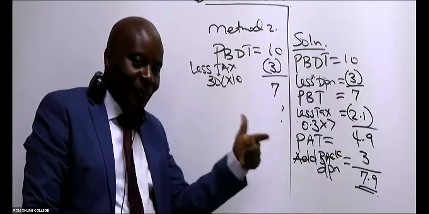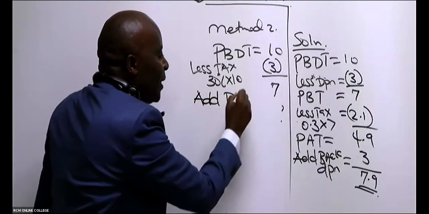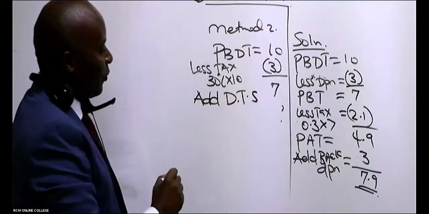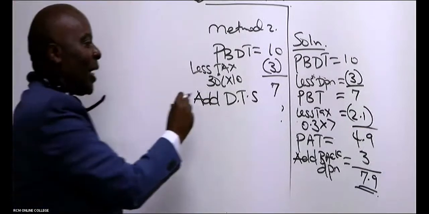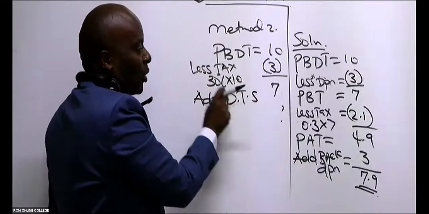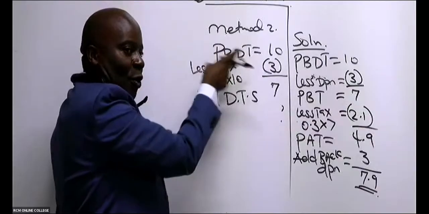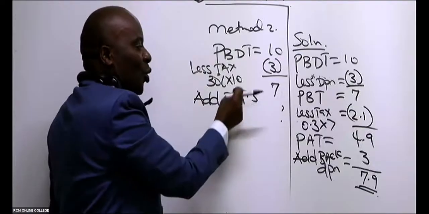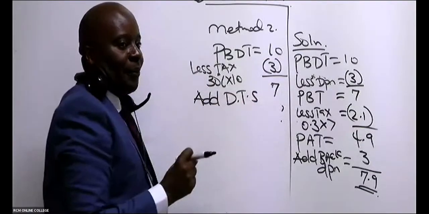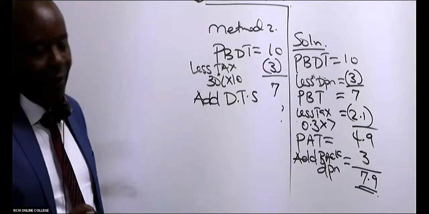So if you're using this approach, you'll come and say, add DTS. Who can tell me what DTS stands for? Depreciation tax shield, yes. Please write this somewhere. And this method, you only use whenever you subtract tax directly from profits without adjusting for depreciation. So you'll come and add depreciation tax shield. Thank you very much, Maslin.